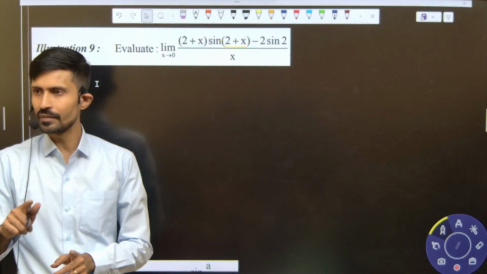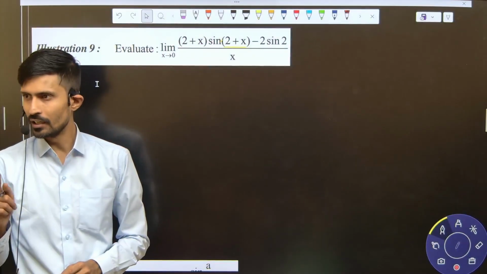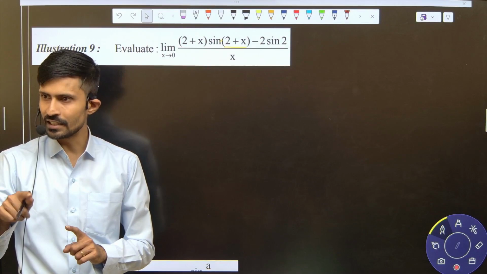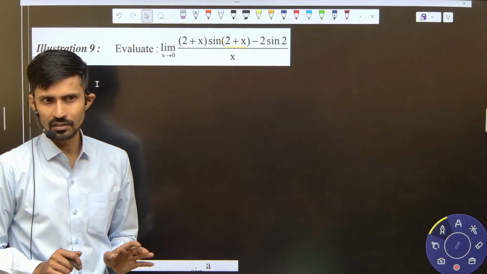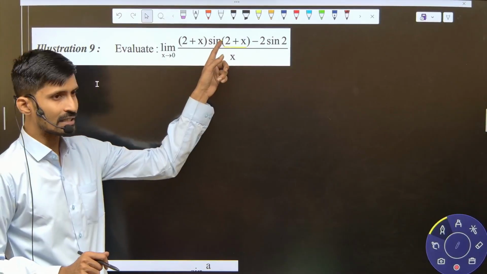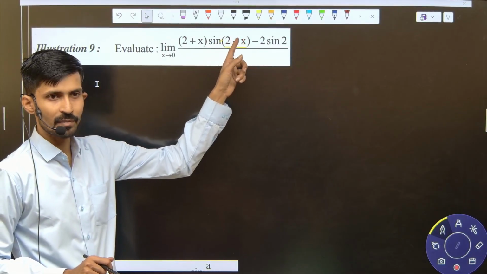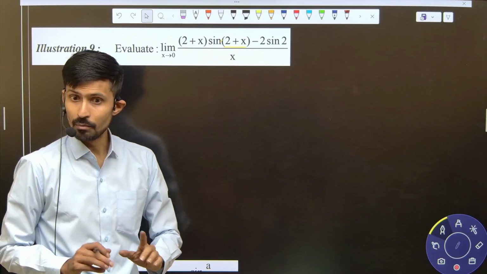Always remember the formula. On what condition can we use the formula? Under the given limit, the angle inside sine should become 0, and the same angle should be in the denominator. Then that formula will be used and the answer will be 1. But those things are not satisfied here. But one thing we can see, sine a plus b. It means this may be the sine a plus b formula. Maybe, let's check.